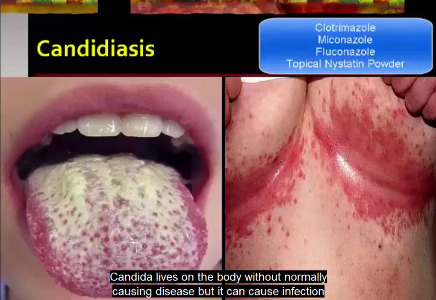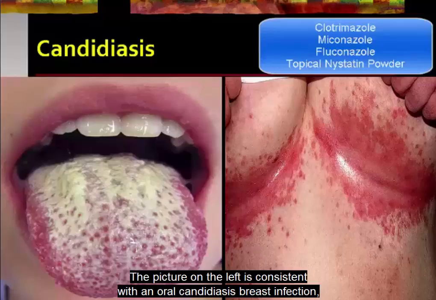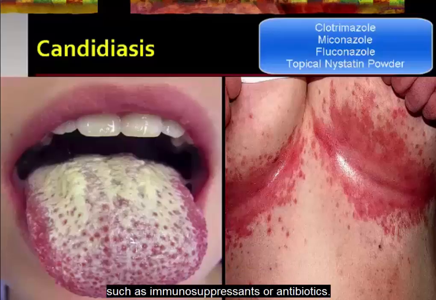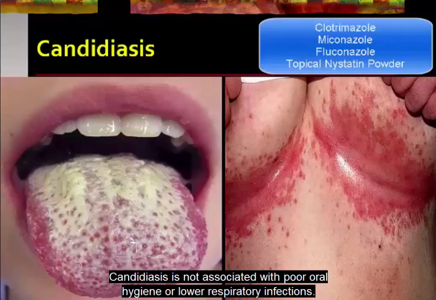Candida lives on the body without normally causing disease, but it can cause infection when it enters the bloodstream through the digestive tract. It can also be transmitted through contaminated medical equipment. The picture on the left is consistent with an oral Candida thrush infection, which can occur in patients who are taking medication such as immunosuppressants or antibiotics. Candidiasis is not associated with poor oral hygiene or lower respiratory infection.